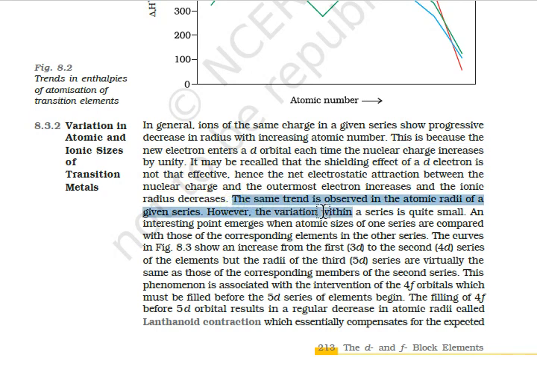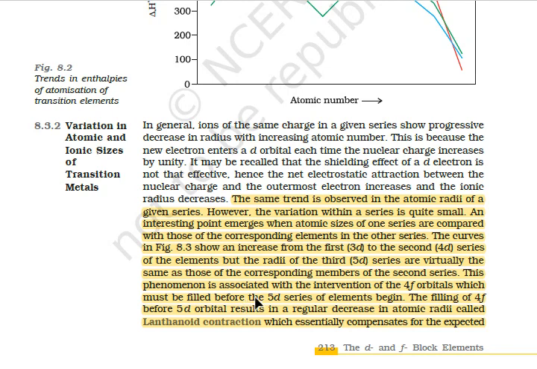The same trend is observed in the atomic radii of a given series, and the variation within a series is quite small. We cannot see very high variation in radius here. An interesting point emerges when the atomic sizes of one series are compared with those of the corresponding elements in the other series. The curve in the diagram, which I will show in the next part, shows an increase from the first, 3d, to the second, 4d, series, and the third series has the same sizes as the corresponding members of the second series.